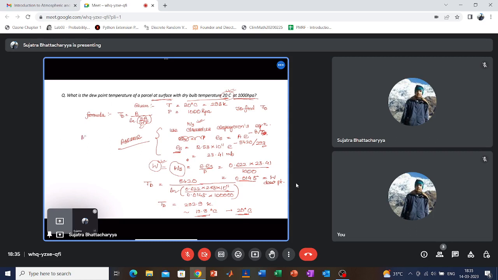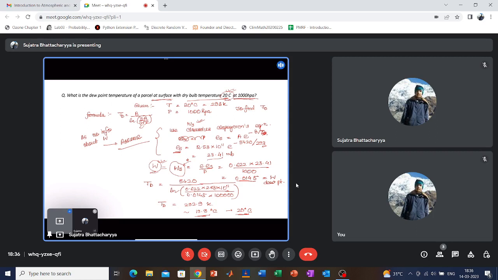As there is no info about W, we assume that this ES, the saturation vapor pressure at 20 degrees Celsius, gives us the saturation mixing ratio, and that is nothing but the actual mixing ratio. That really means that the actual mixing ratio has already become the saturation mixing ratio at 20 degrees Celsius.